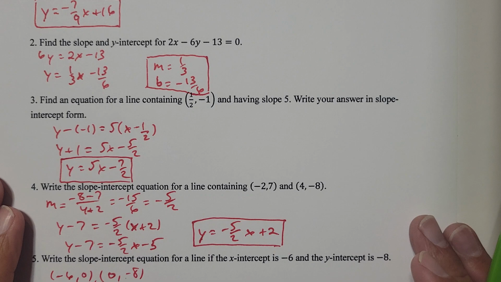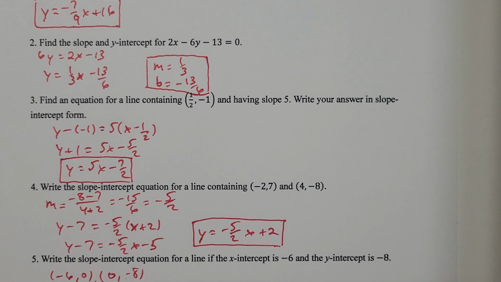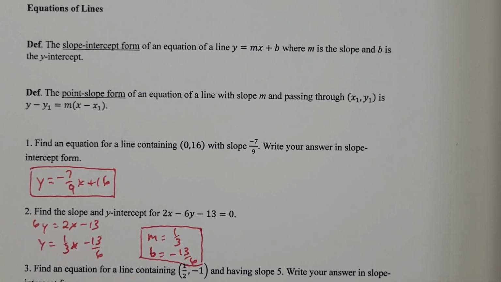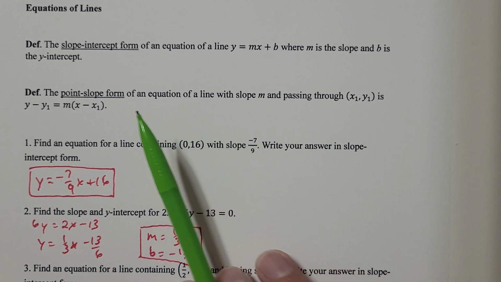And here's another problem. So problem 2, it says to find the slope and the y-intercept for the equation 2x minus 6y minus 13 equals 0. Okay, now that equation is in standard form. Standard form is not a common form for lines, okay? Really, it's just slope-intercept form and point-slope form. Those are the two common forms there.